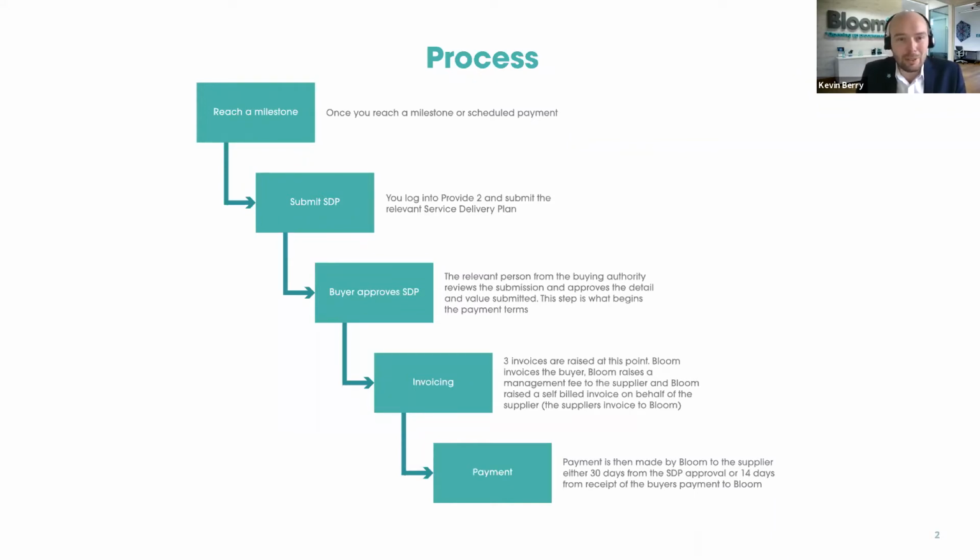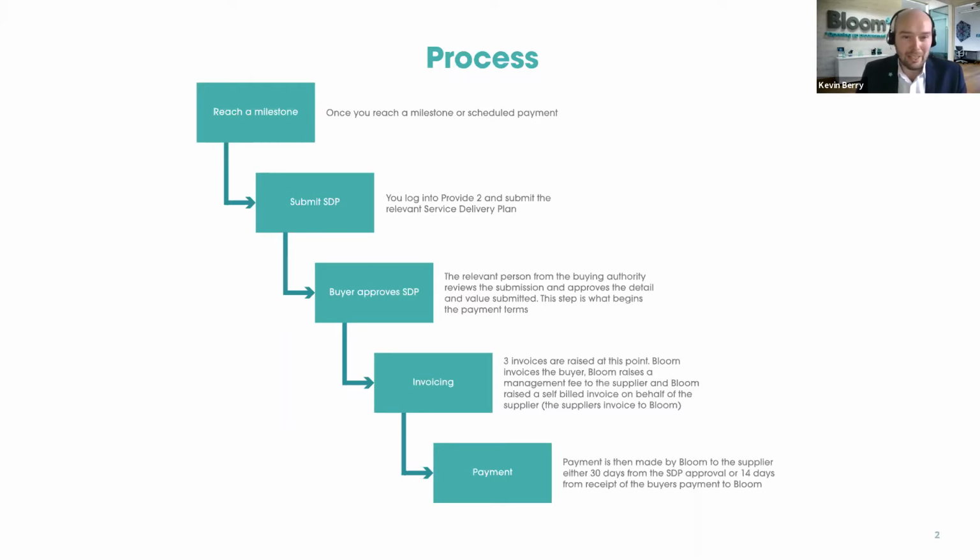The fourth box on your screen there, the invoicing box, is what we're going to drill into in more detail after this, specifically focusing on the self-billed invoice. On that approval, it triggers three actions on Bloom's part. It triggers an invoice sent from us to whoever the buying authority is in relation to that specific piece of work. In relation to you as suppliers specifically, it triggers a management fee invoice from Bloom to yourself, and it triggers a self-billed invoice that we raise on your behalf to Bloom, effectively your sales invoice to Bloom.